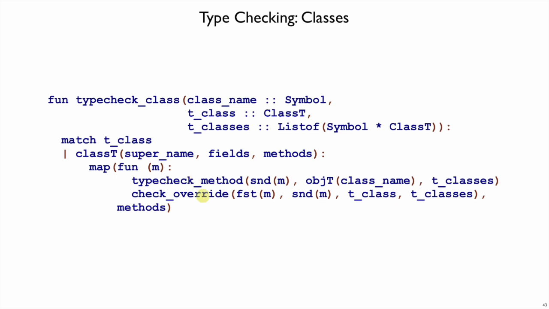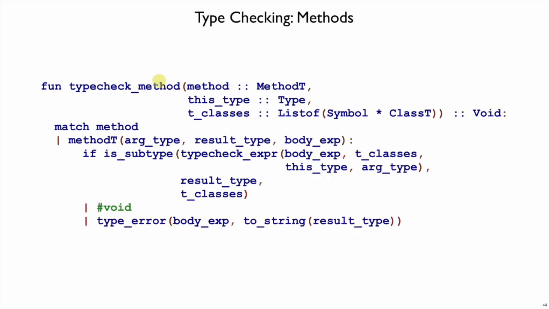Meanwhile, check override needs the method name that we are checking. It needs the method declaration, so it can look at the argument and result types of that method. It needs to know what class we're inside of, because that determines where this method comes from, and we can look to find the superclass, and then we take the list of classes so that we can look up that superclass. So that leaves us with typecheck method and check override to look at.